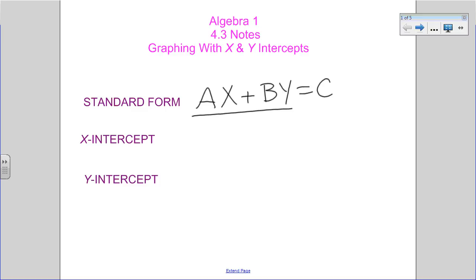X-intercept, quick definition, that's where a line crosses the x-axis.